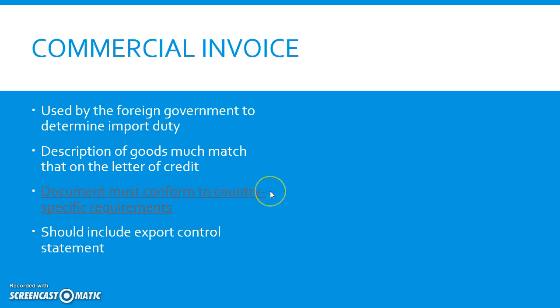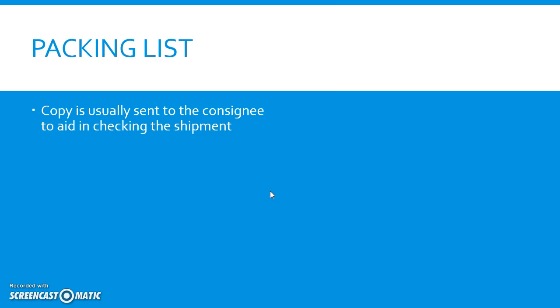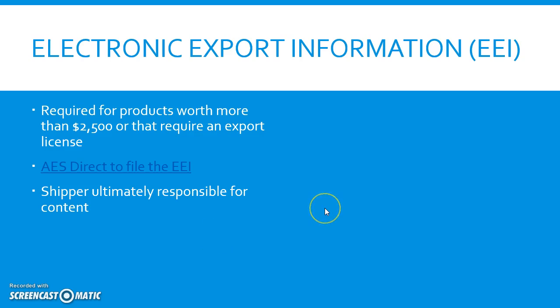There are country-specific requirements. The packing list is sent to the consignee to aid in checking the shipment. The EEI is now required for products that are worth $2,500 or more, and that's on an individual product basis. So even if the total shipment goes over $2,500, you only need to fill out the EEI on those specific items that are worth $2,500 or more. And the shipper is ultimately responsible for the content, even if the freight forwarder fills it out.